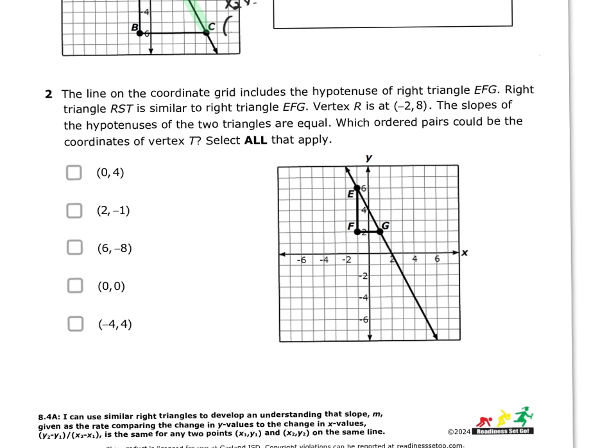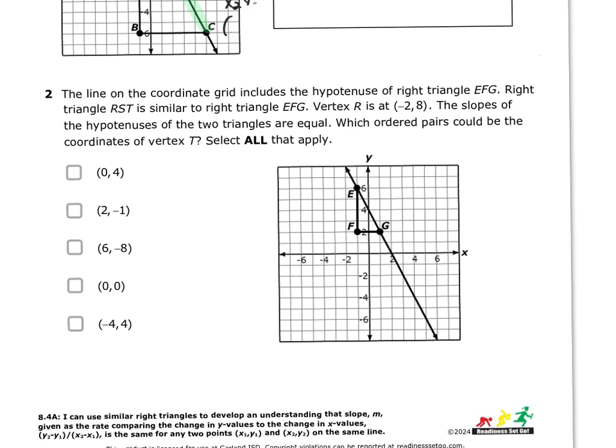The line on the coordinate grid includes the hypotenuse of right triangle EFG. Right triangle RST is similar to right triangle EFG. Vertex R is at -2, 8. The slopes of the hypotenuses of the two triangles are equal. Which ordered pairs could be the coordinates of vertex V? Select all that apply. Okay, being honest, I'm tired after reading that. There was so much academic vocabulary in there. Let's take a look at it.